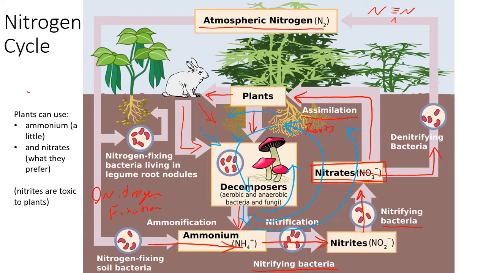And when it exits out, what I'm saying is that it's going back into the atmosphere by denitrifying bacteria. These denitrifying bacteria, just like the nitrogen fixing bacteria, get their energy from breaking this triple bond in atmospheric nitrogen and turning that atmospheric nitrogen into ammonium. These denitrifying bacteria get their energy from turning nitrates back into atmospheric nitrogen. Okay, and that completes the cycle.